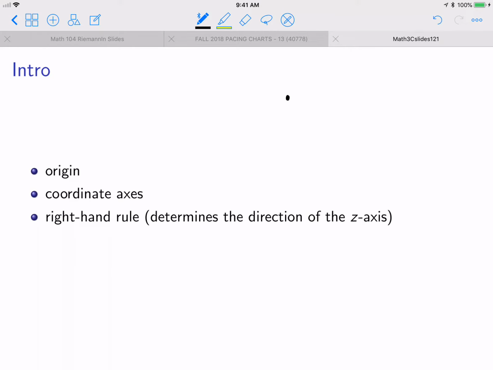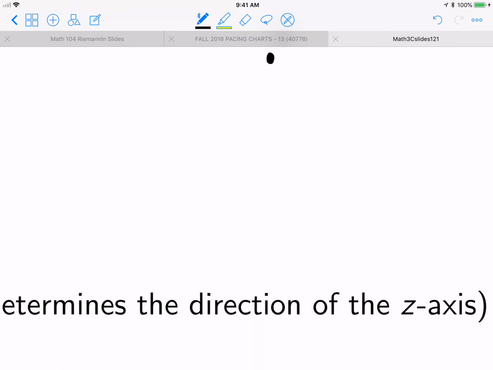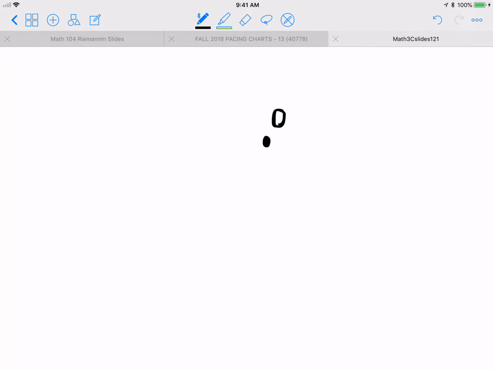You start off with your origin. We can label that O. And we have the x-axis, which is coming out. Now I'm going to draw dotted lines to indicate that those are negative values. So here are positive values of x, and back here are negative values of x. So we've got the x-axis, right?